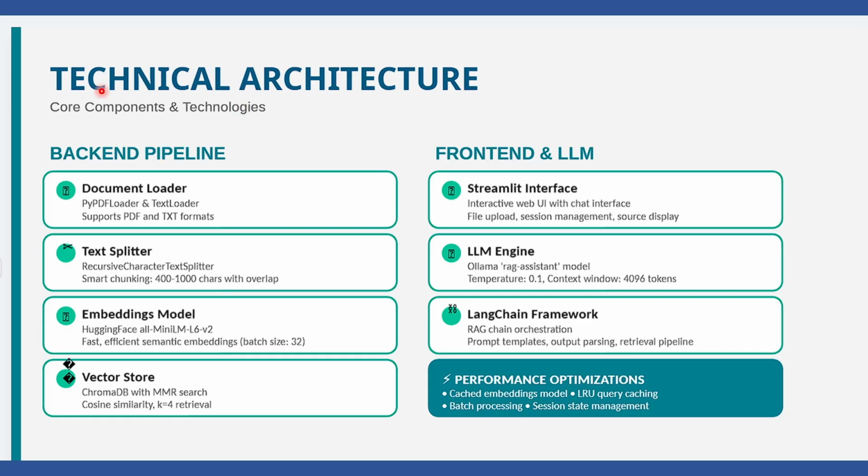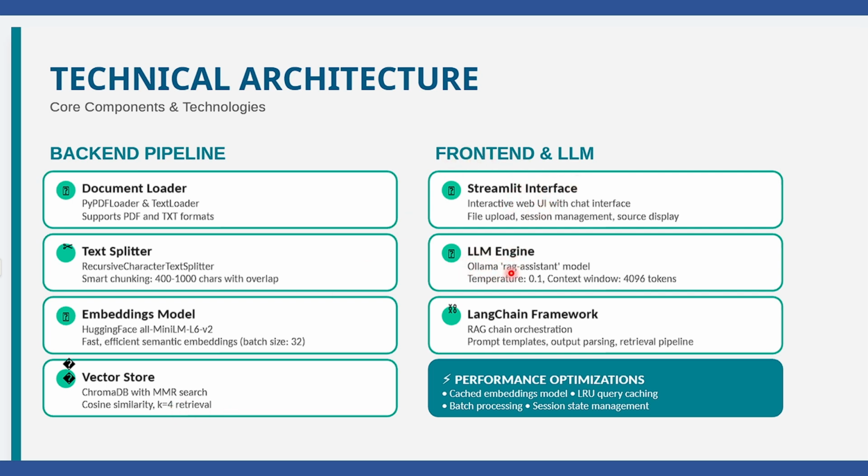Now if you look into the technical architecture, what we have used here: for the document loader, PyPDF and text loader to support PDF and text formats, and then a text splitter to split our data into chunks, and then embeddings. Embeddings are nothing but converting your textual data into number format and storing it in a vector database. The vector database we are currently using is ChromaDB, with MMR search. I will explain this search, and we are using cosine similarity with top K 4 retrieval, and for the front end we are using Streamlit.